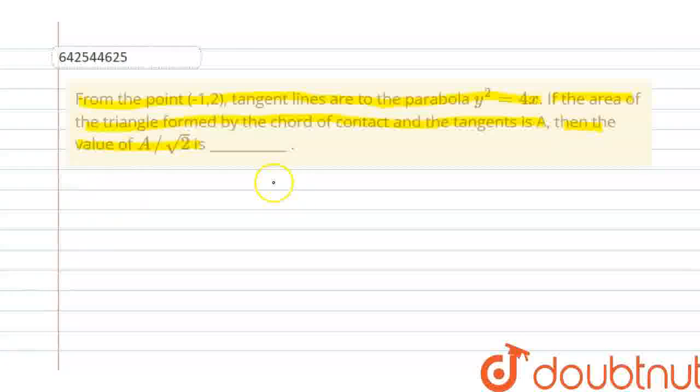Now the given equation of parabola is y square is equal to 4x. Let it be equation number 1. Now we are given a point having coordinates (-1, 2). So I am considering that point to be O. So let point O be (-1, 2).